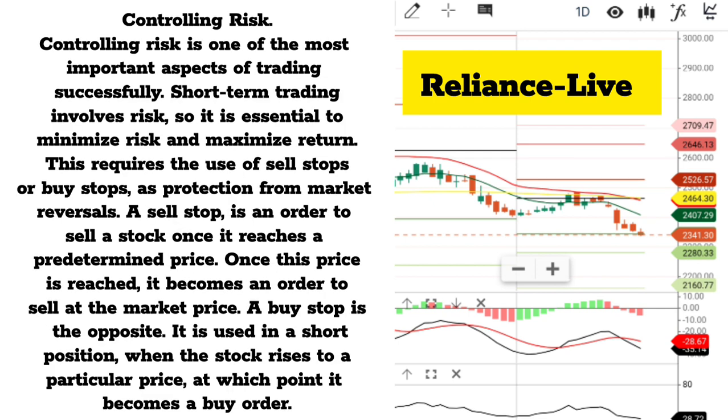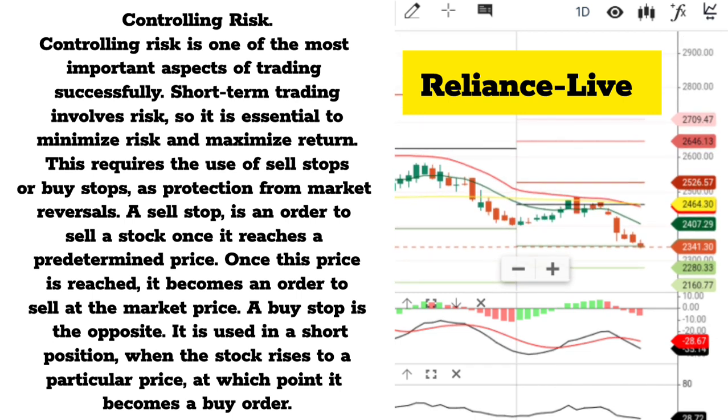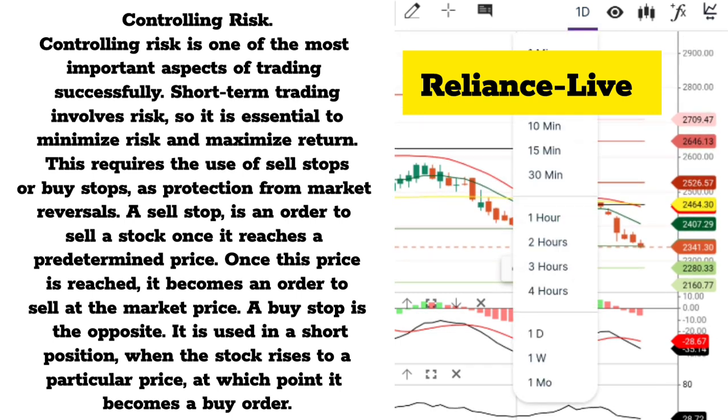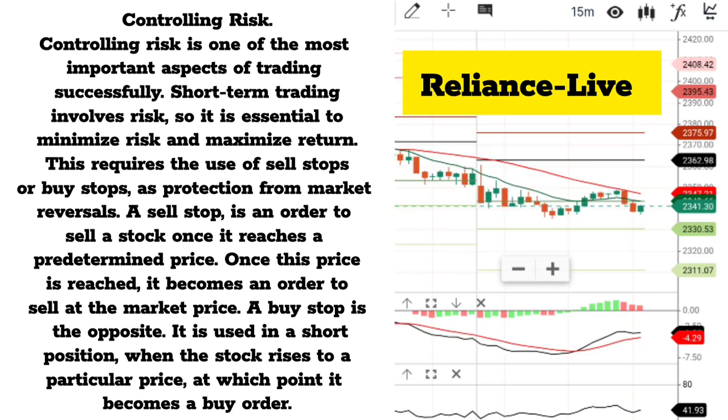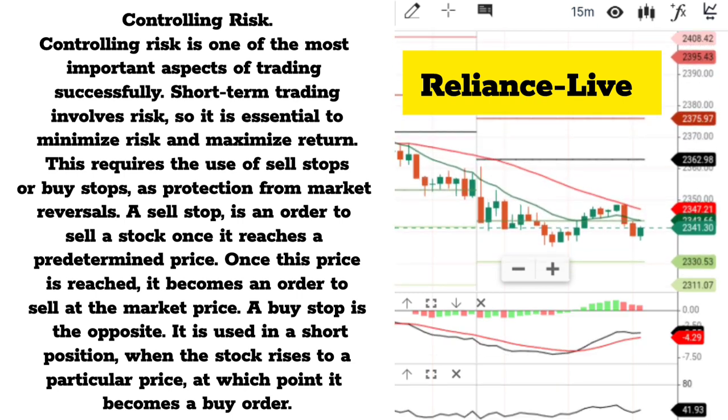Controlling risk. Controlling risk is one of the most important aspects of trading successfully. Short-term trading involves risk, so it is essential to minimize risk and maximize return. This requires the use of sell stops or buy stops as protection from market reversals. A sell stop is an order to sell a stock once it reaches a predetermined price. Once this price is reached, it becomes an order to sell at the market price.